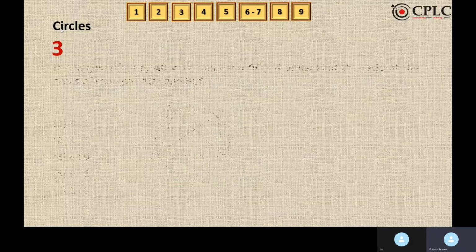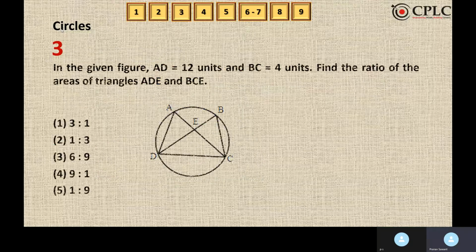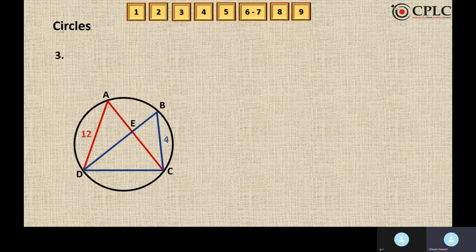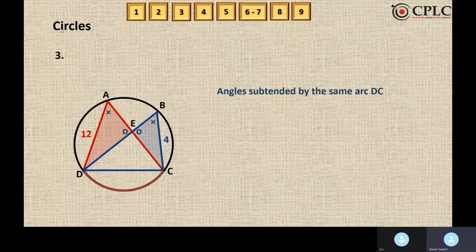Moving to the next question. In the given figure, AD is 12, BC is 4. Find the ratio of area of triangles ADE and triangle BCE. Now, triangle ADE and BCE are two similar triangles. How? So, this is a vertically opposite angle pair. Now, angle subtended by the same arc DC, these two angles are also going to be equal. Hence, we can say that by applying angle-angle test, these two triangles are similar.